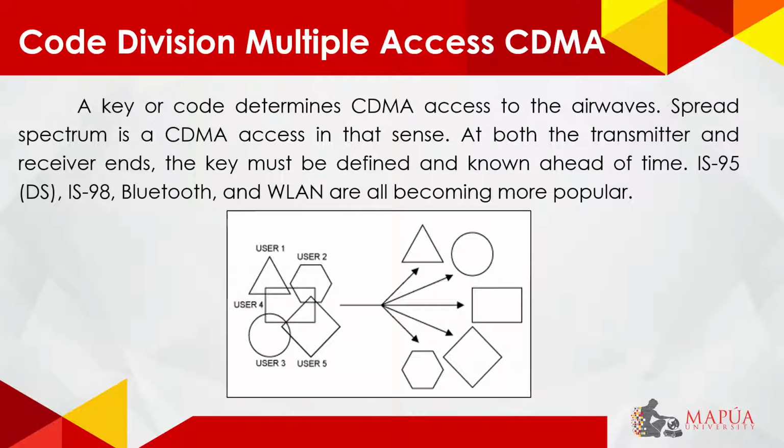And lastly, we have code division multiple access or CDMA. A key or code determines CDMA access to the airwaves. Spread spectrum is a CDMA access in that sense. At both the transmitter and receiver ends, the key must be defined and known ahead of time. IS-95, IS-98, Bluetooth and WLAN are all becoming more popular.